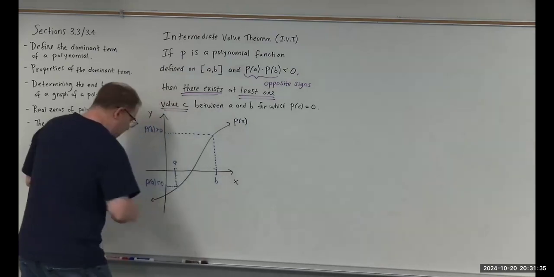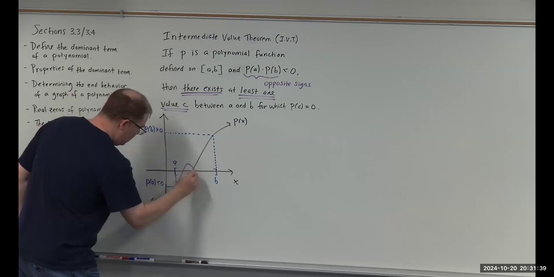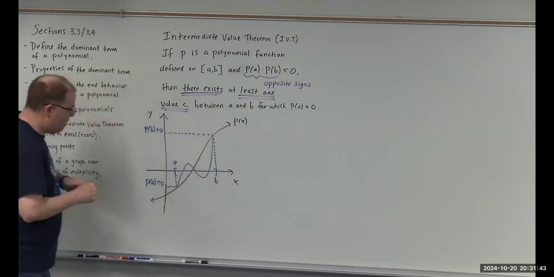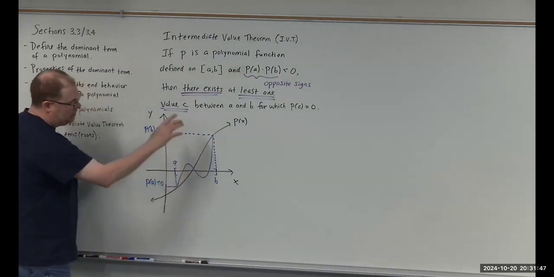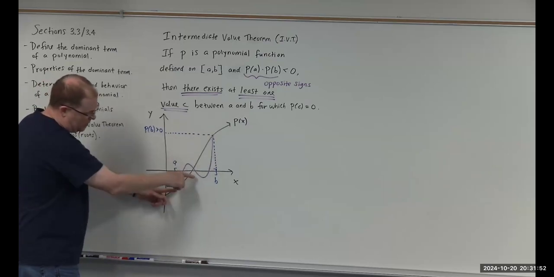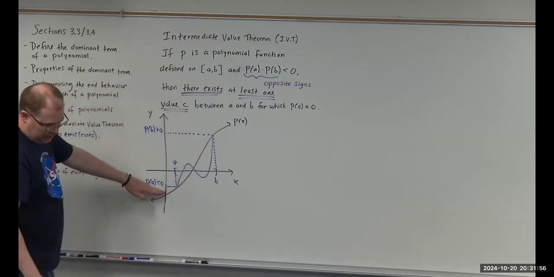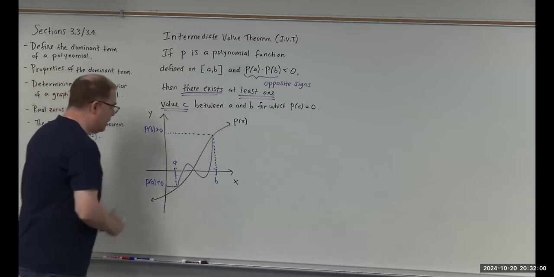Maybe our function does something like this. That's another possibility. In this case it would have three roots. But again, starting here and ending up here, it has to cross the x-axis at at least one point. Does it always have to start down here? No, you could flip this around, something like this.